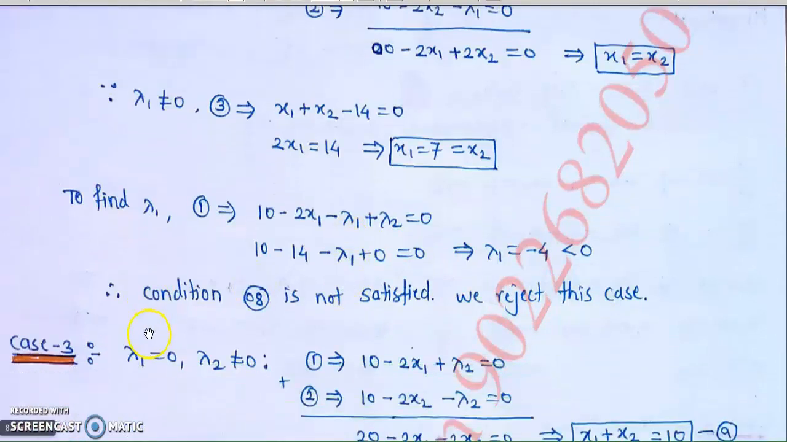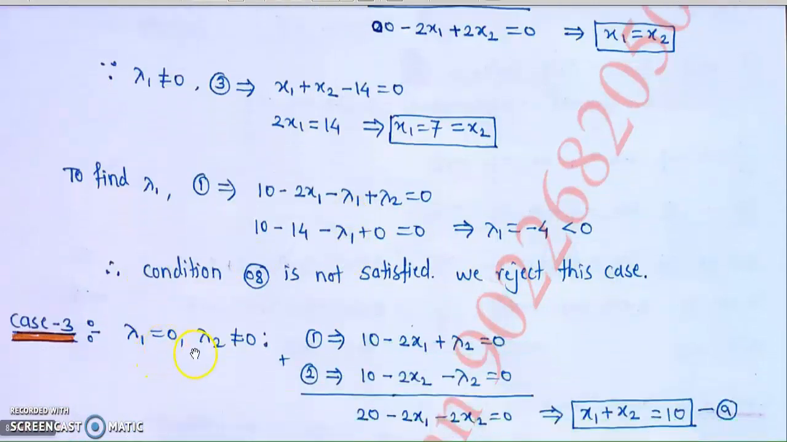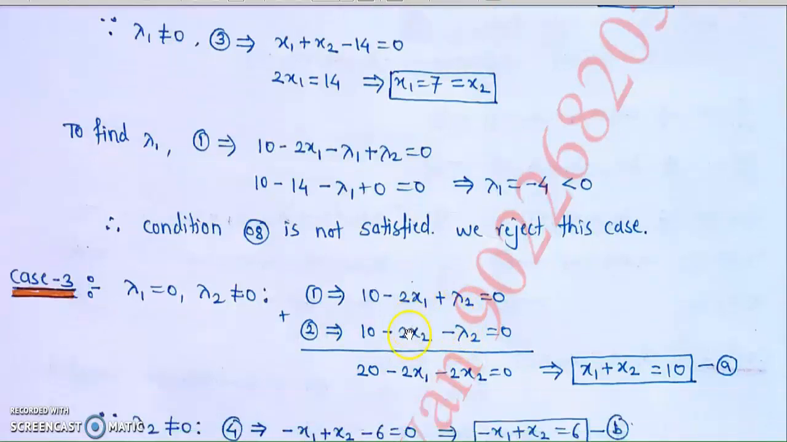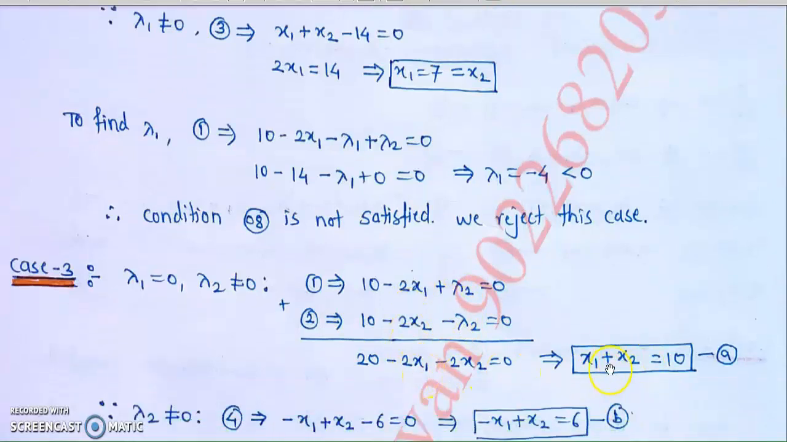Now we have case 3, that now lambda 1 is 0 and lambda 2 is not. So if we update this, lambda 1 equal to 0, equation 1 gives us 10 minus 2x1 plus lambda 2 equal to 0, and equation 2 gives us another equation. So if we add them, we get one equation in x1 and x2 as equation A. We need one more equation to solve for x1 and x2.